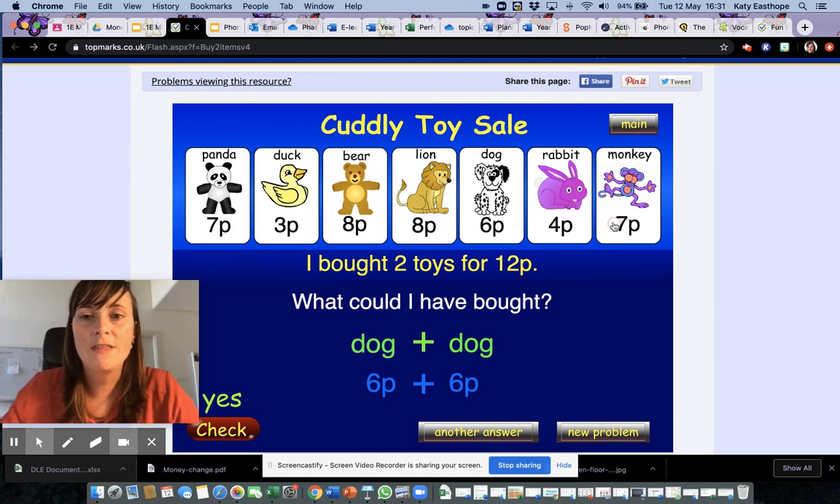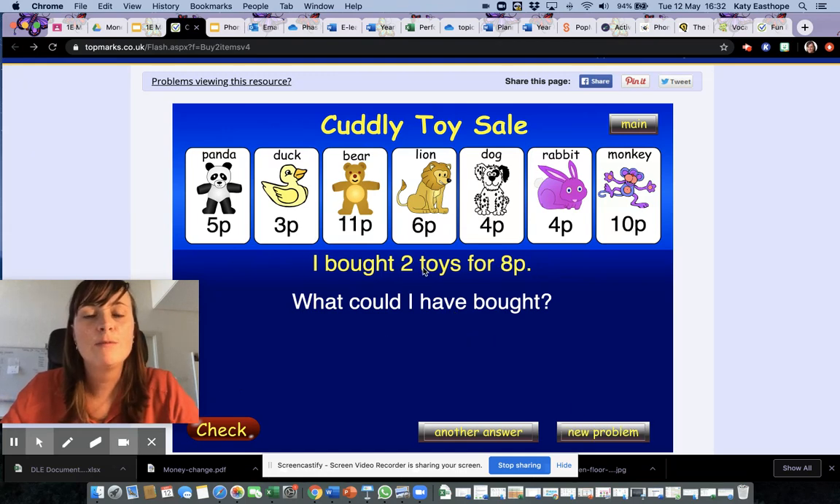I've already used the 4 and then I've got 7p. We've already said we can't do 7p. Never mind. So they are how to find when you buy 2 toys and you get given the total.